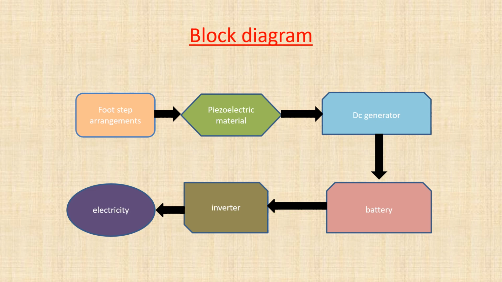Battery. The generated power is stored in the battery. The inverter performs conversion of direct current to an alternating voltage by converting the energy stored in the DC source, which in this case is the battery, and the electricity is produced.